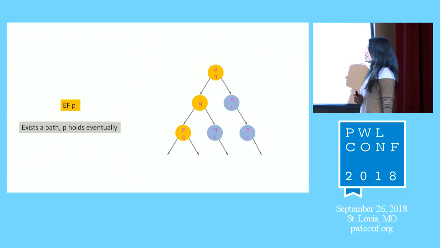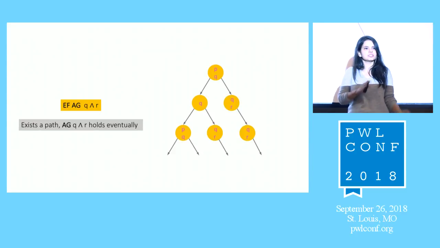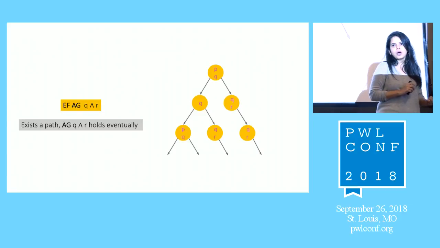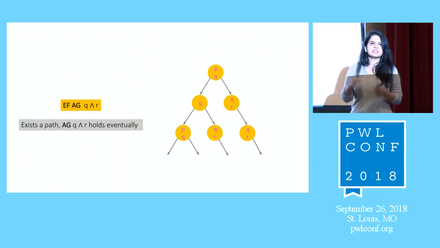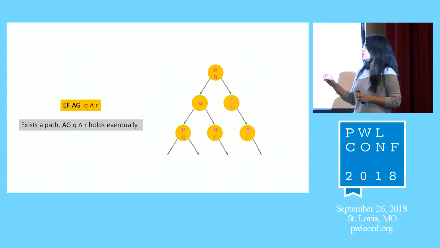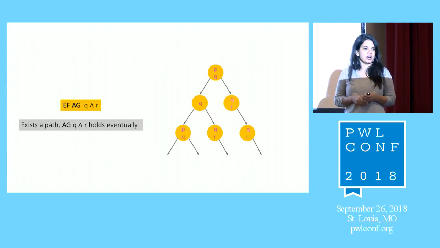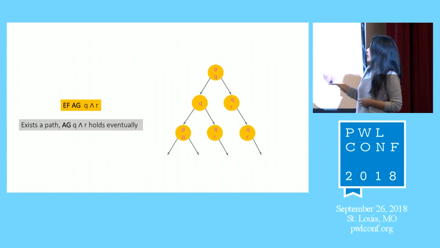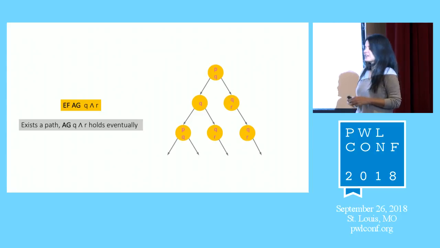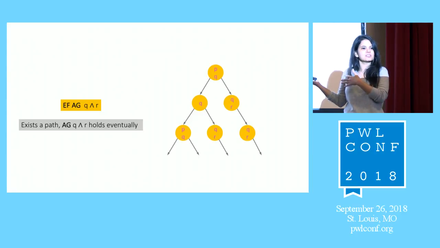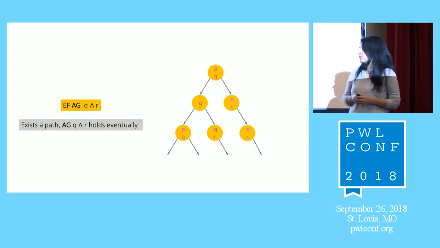Let's look at one final formula which is slightly more complex, which is essentially a nesting of the previous two formulas that we saw, which is EF AG (Q and R). This says this holds in a state if there exists a path from the state along which you can reach a state from which AG (Q and R) holds eventually. So this is a nesting, and all the states in this computation tree satisfy this formula. Well, how do you see that? This is a little bit complex, and in fact, a model checking procedure can really decide this automatically to see if a structure satisfies such a formula.